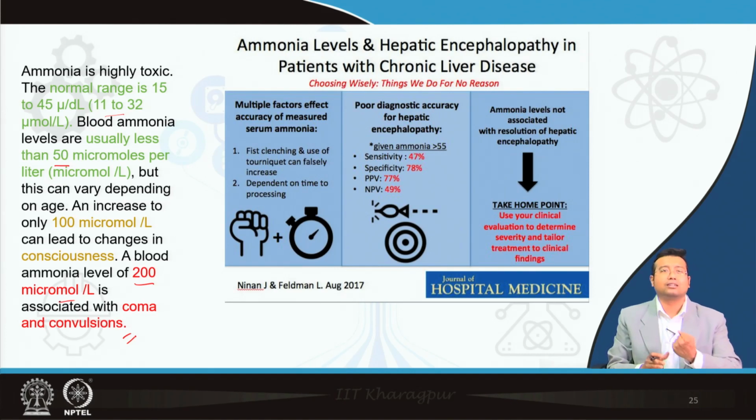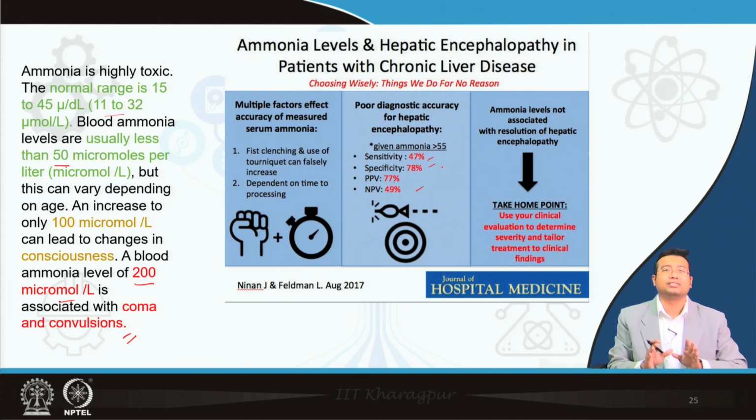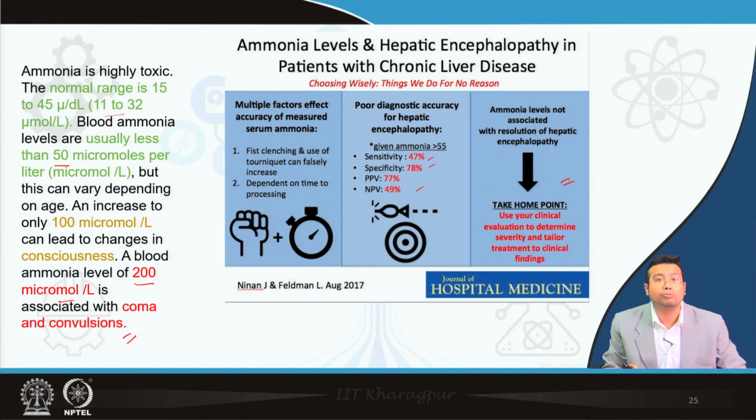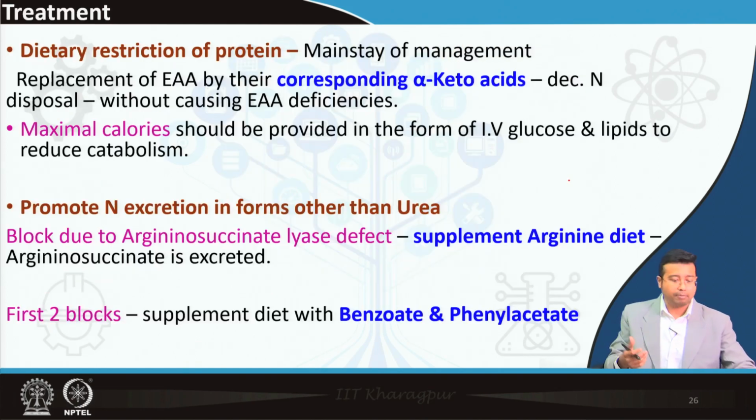Whenever a fist is clenched, or there is application of a tourniquet, or processing time is extended, the ammonia level may be falsely elevated or lowered, right. And moreover, statistical studies have found that the sensitivity, specificity, as well as the correlation with the disease, are poor; even when the disease is cured, the ammonia levels appear to be very high. So, ammonia level is not a good indicator of hepatic encephalopathy in case of acquired hyperammonemia.